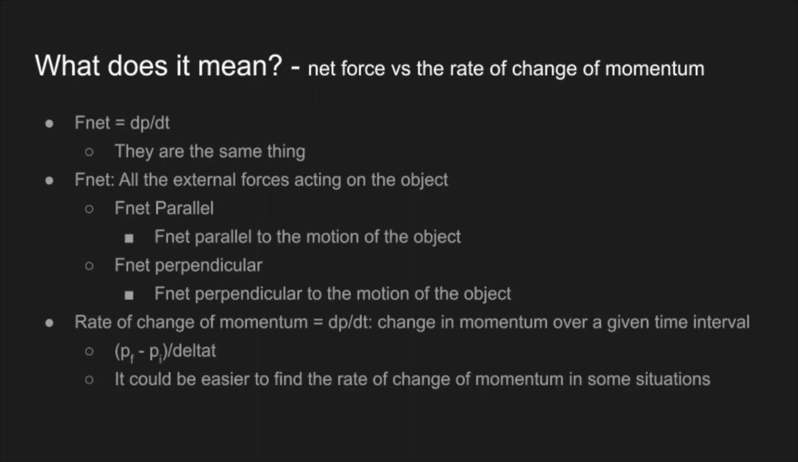So what is the difference between net force and the rate of change in momentum? Mathematically, net force and the rate of change in momentum are basically the same thing. F net, or net force, is all the external forces acting on the object, and F net parallel is just net force parallel to the motion of an object. F net perpendicular is just net force perpendicular to the motion of an object. And rate of change in momentum, which is dp over dt, is change in momentum over a given time interval. It can also be written as final momentum minus the initial momentum over delta t. It could be easier to find the rate of change in momentum in some situations.